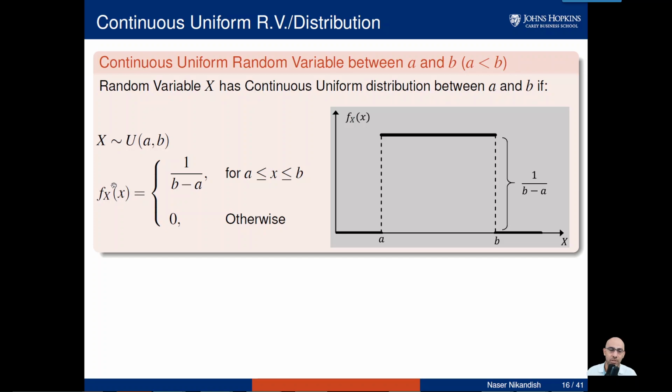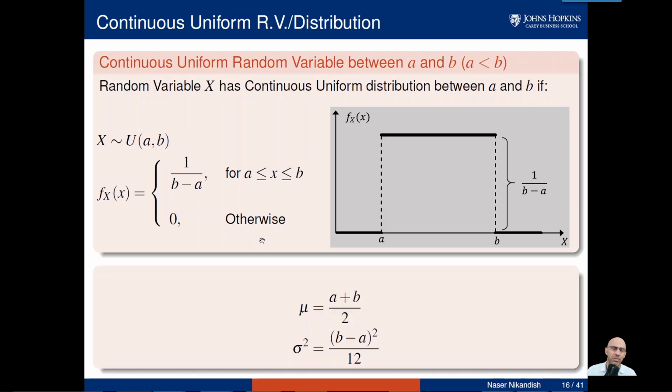I say x is uniform between a and b if its probability density function is 1 over b minus a, for all values of x that are between a and b. For other values, the relative likelihood is 0. And that's exactly what I have here. For x values between a and b, that's 1 over b minus a. For other values, it is 0.